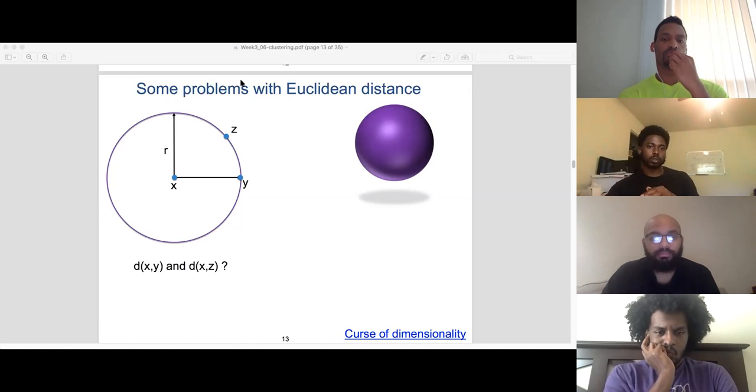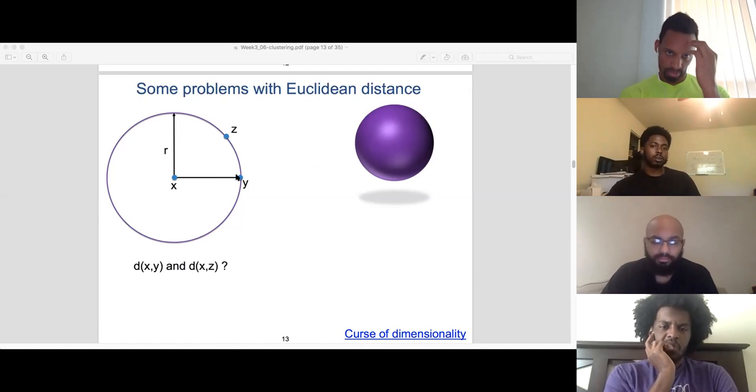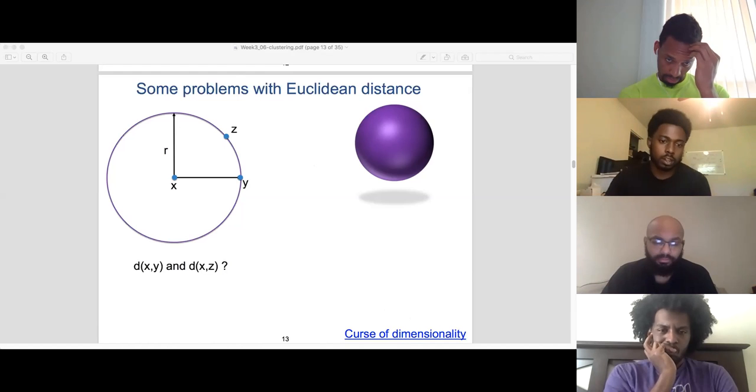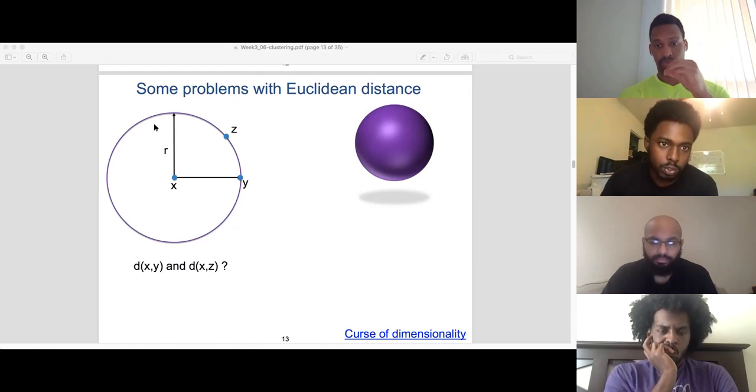So right here, we have a 2D circle. And let's say we have some Z and Y on the outskirts. And I probably should have taken a little more notes here, but one thing we can think about is this outer shell.